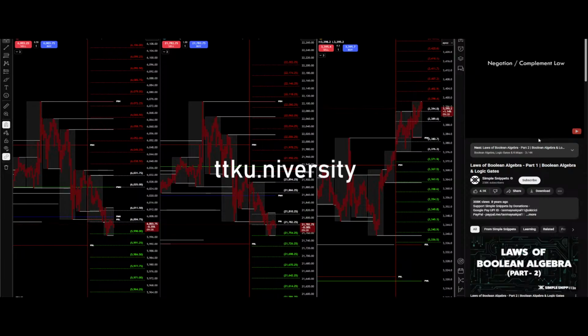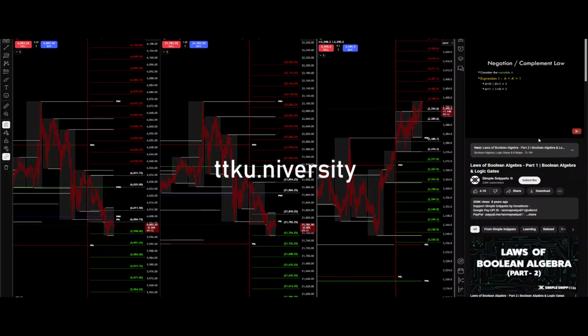Now let's have a look at the fifth law, that is negation or complement law. Here's the expression to that law. It says a or a complement is equal to 1. So when we substitute value of a as 0, we know a complement will be 1. And when we perform a logical OR between 0 and 1, we always get an answer as 1. So the first case is justified.